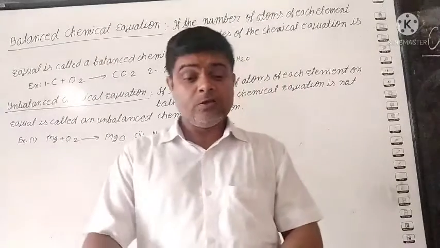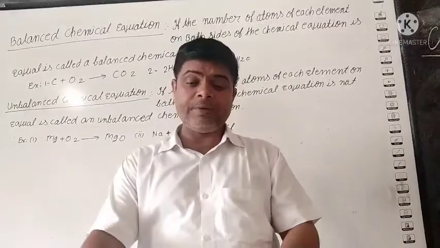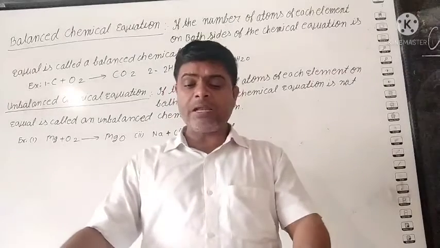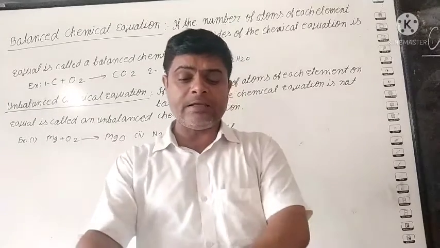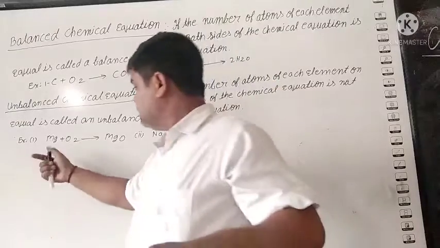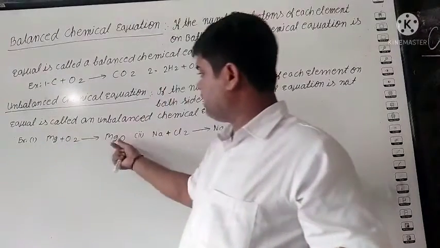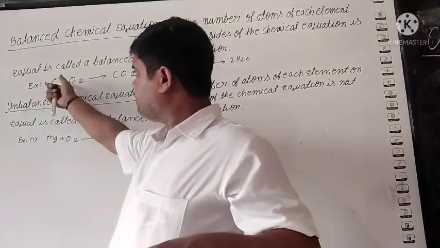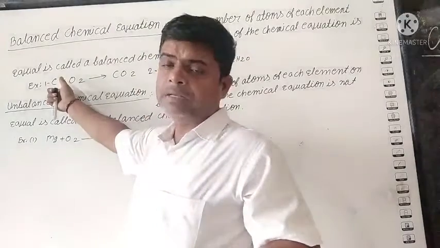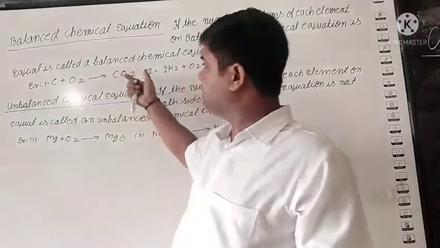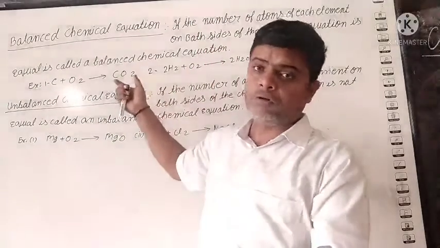Okay. So the question is, what does a balanced chemical equation tell us? Students, it tells us the number of molecules of each reactant and product taking part in the reaction. For example, magnesium, oxygen, or magnesium oxide. That means the number of atoms: how many atoms of carbon, how many of oxygen participate, and how many carbon dioxide we got.